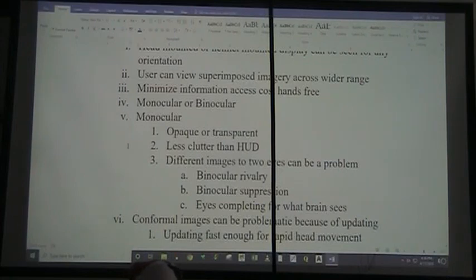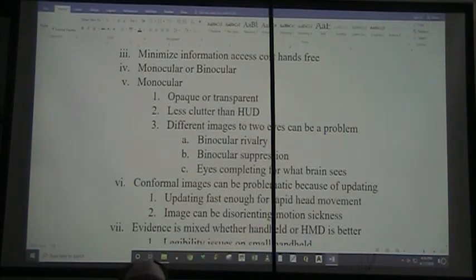A head-mounted display can be either monocular or binocular. In other words, it might be something that only one eye is seeing versus something that both eyes are seeing. So with monocular, it can be opaque or it can be transparent. There is less clutter than a heads-up display, although that's really an issue of design. It's not built into the process.